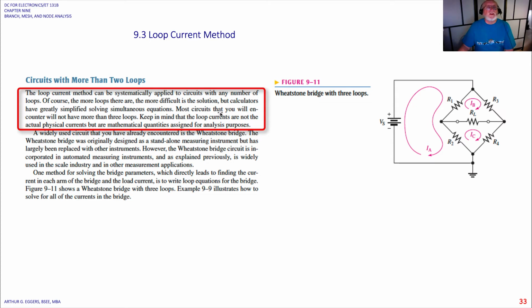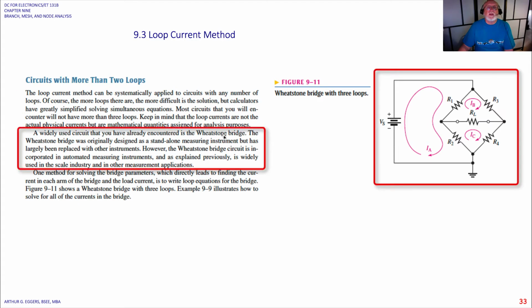Most circuits that you will encounter will not have more than 3 loops because it just becomes a futility in just creating work. Keep in mind that the loop currents are not the actual physical currents, but are mathematical quantities assigned for analysis purposes. A widely used circuit that you've already encountered, of course, is what we're looking at here, the Wheatstone Bridge.